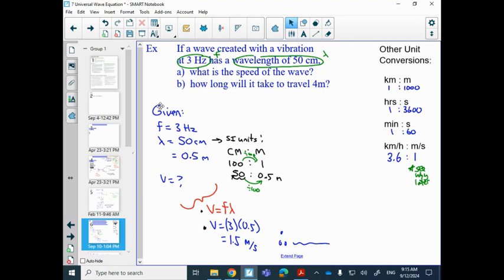Now, the other thing I'll show on here, maybe we'll do it in purple, is that idea of number of decimal places.